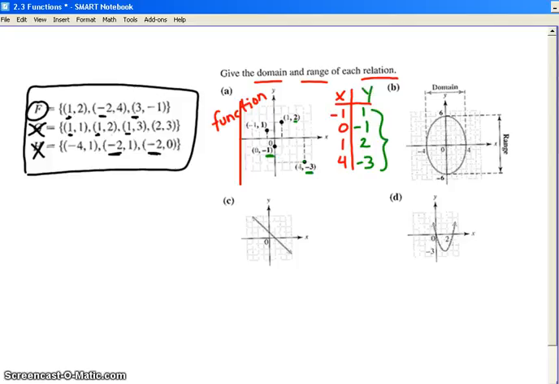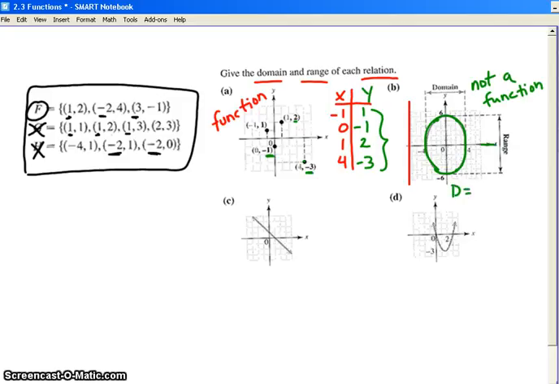Okay, look at example B. I'm going to do the vertical line test here. Notice that on the circle, it crosses the vertical line twice everywhere I move the vertical line, so that is not a function. Okay, the domain, since all points are connected here, then I'm going to write my domain as an interval.